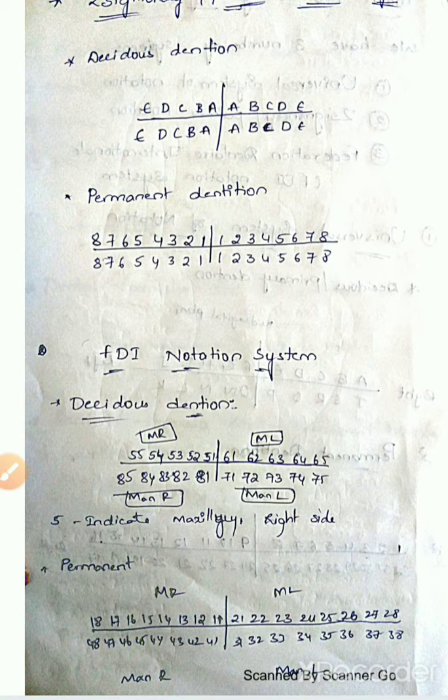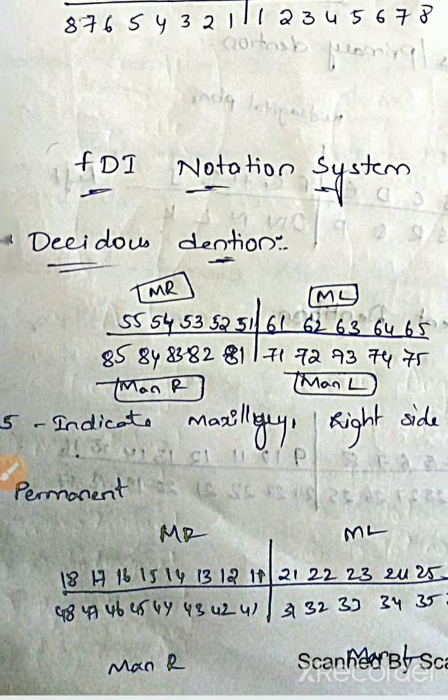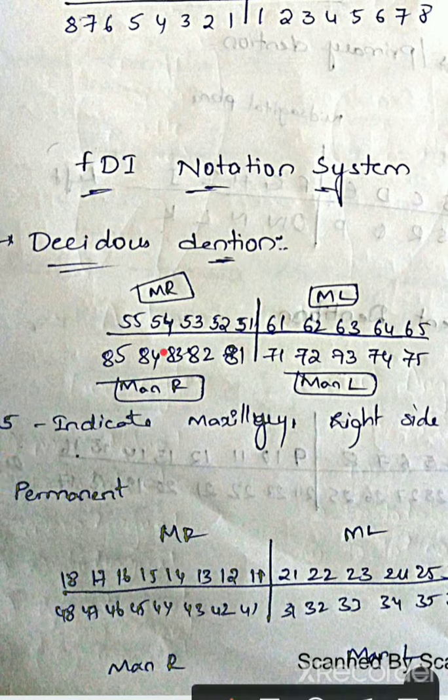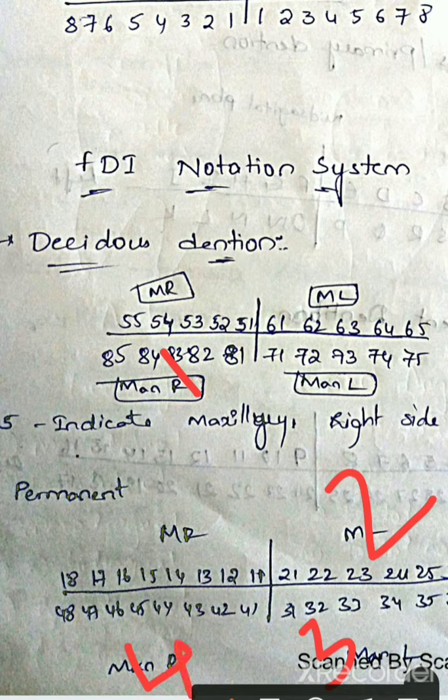Here in permanent dentition, 1 represents maxillary right, 2 represents maxillary left, 3 represents mandibular left and 4 represents mandibular right. So this first number indicates the quadrant and in the remaining digits, 1 to 8, each tooth has its own number, and it is very fixed.